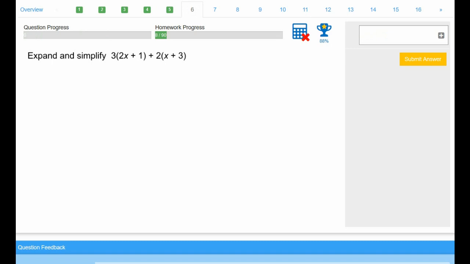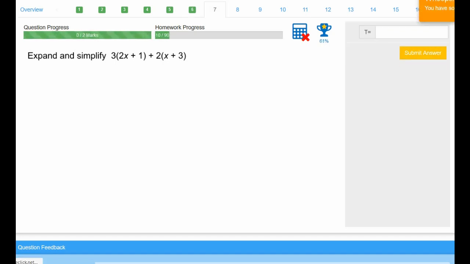Again, I would do 3 lots of 2x plus 1 and 2 lots of x plus 3. I'm going to do a bit more quickly here for the sake of time. 3 lots of 2x would be 6x. 2 lots of x would be 2x. 6x plus 2x is 8x. 3 lots of 1 is 3. 2 lots of 3 is 6. 3 plus 6 is 9.